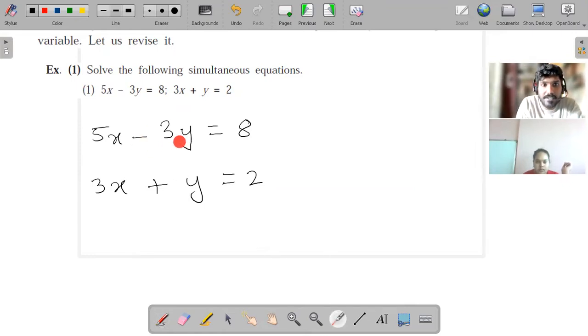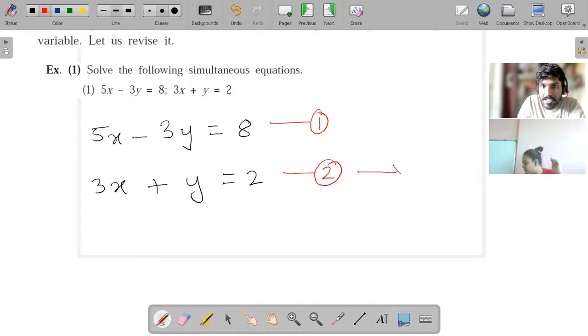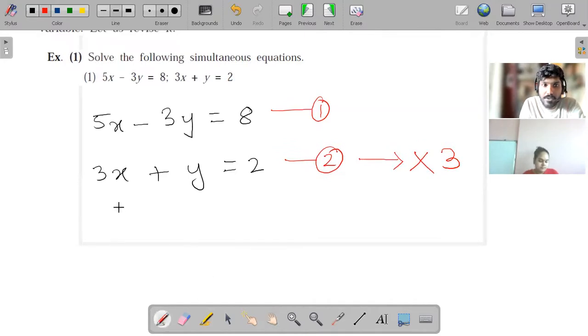So here, see, it is minus 3y and here it is plus y. I wanted to get this cancelled, but this is y, so here you multiply it by 3. If you call this equation number 1 and this equation number 2, you multiply equation number 2 with 3. When you multiply the entire equation with 3, your new equation will be, can you tell me? 9x plus 3y equals 6. So this is your new equation.